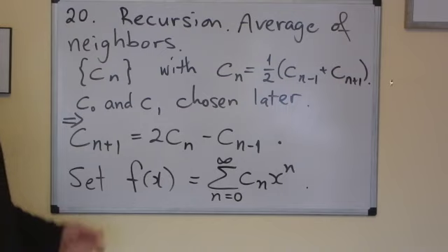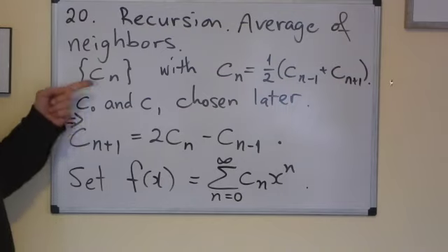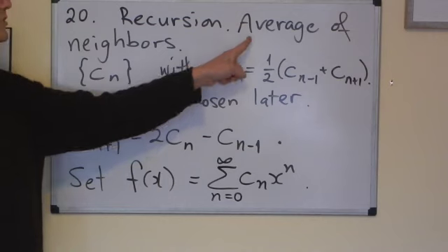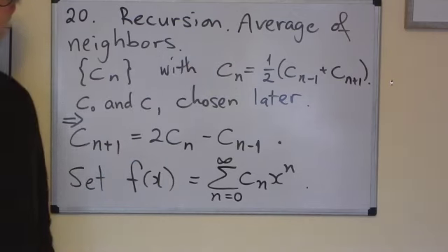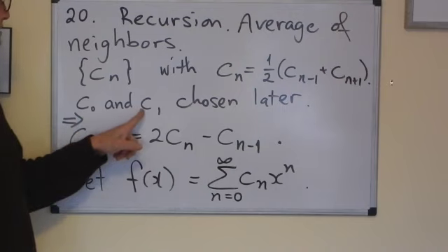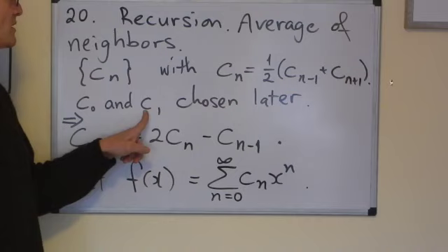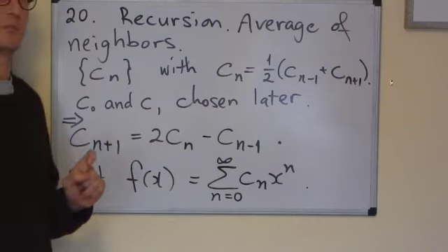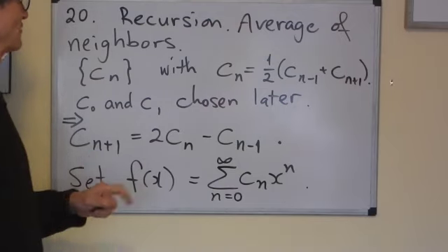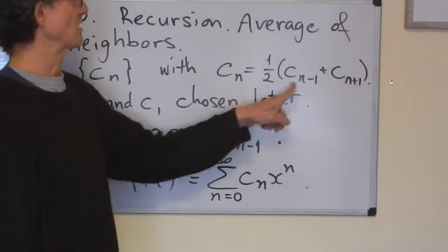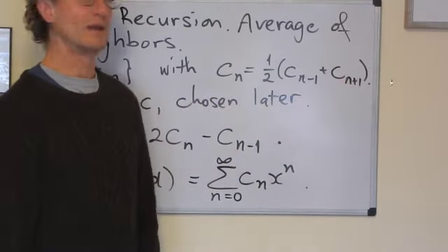So we're interested in a recursion relation, and we're going to start with a sequence of numbers, and we want that sequence of numbers to have the property that every number is the average of its neighbors. So we're going to pick the first number, C0, and the second number, C1, and I'm calling them that just to match the typical constants for series. And we want that every number is the average of its left and right neighbors.